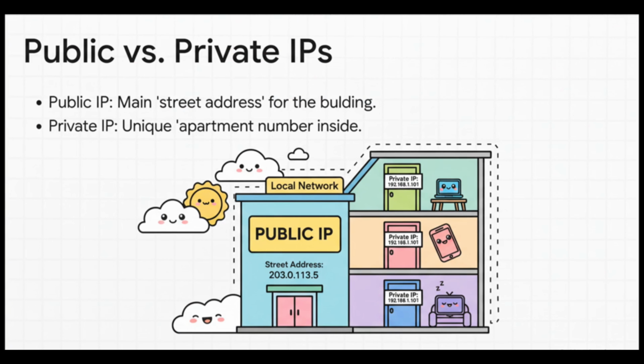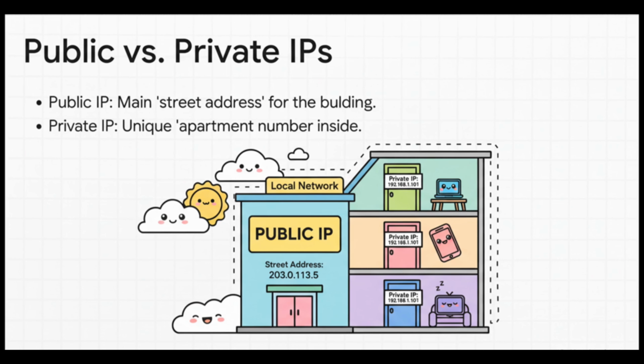Okay, so your public IP address is like the street address of the entire apartment building. It's the one single address that the whole outside world sees, and it's given to you by your internet service provider. But then, inside your home or office network, each of your devices, your phone, your laptop, your smart TV, gets a private IP, and that's like its own unique apartment number.